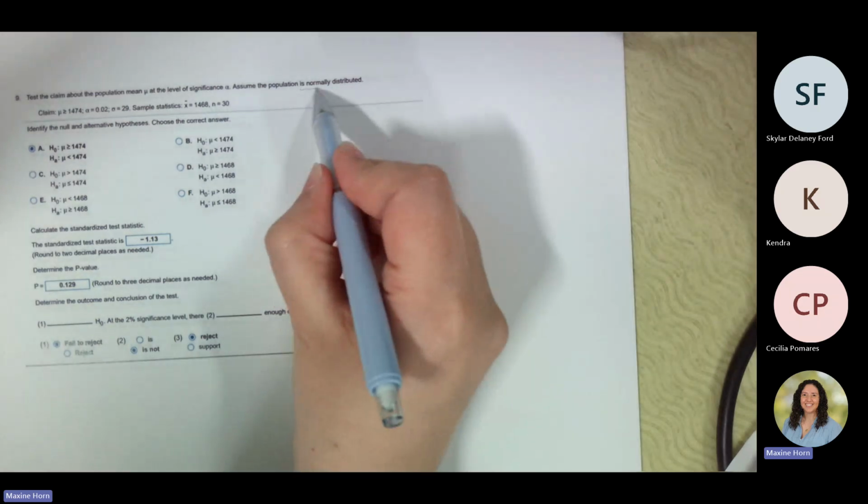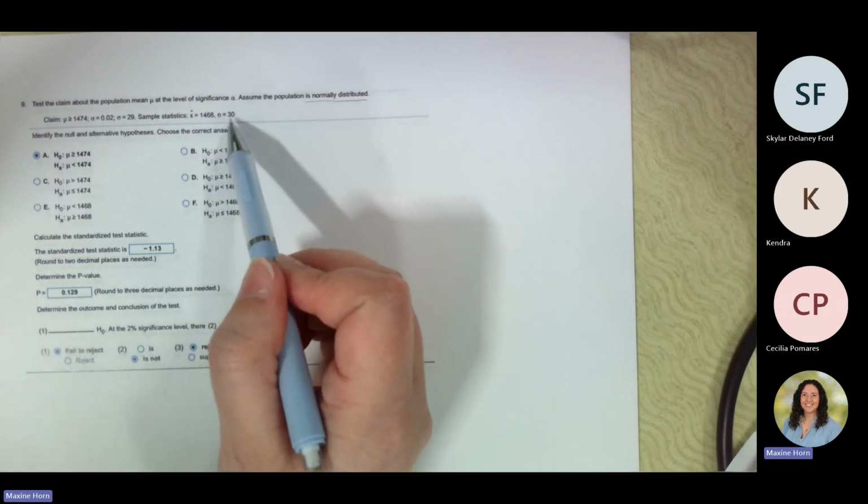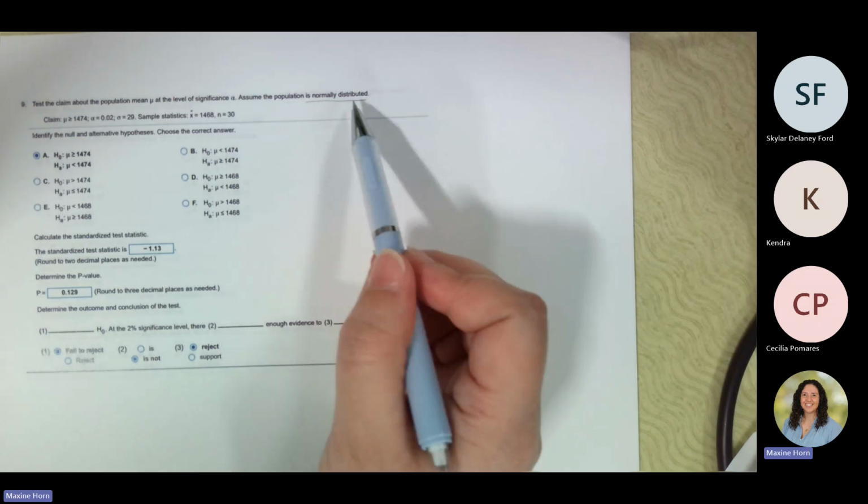Several steps to this one. Test the claim about the population mean at the level of significance alpha. Assume the population is normally distributed. That's important if our n value is not 30 or more. If n is less than 30, then we need to make sure that it's normally distributed for us to be able to do all this stuff with it. It's okay if it's not normally distributed as long as our n is greater than or equal to 30. In this case it happens to be both, so good for us.